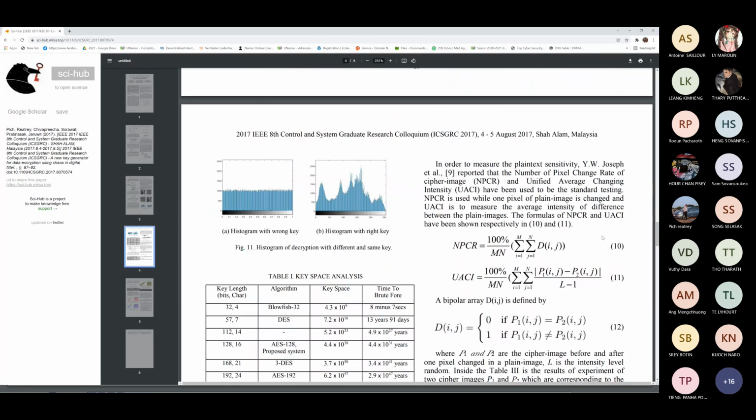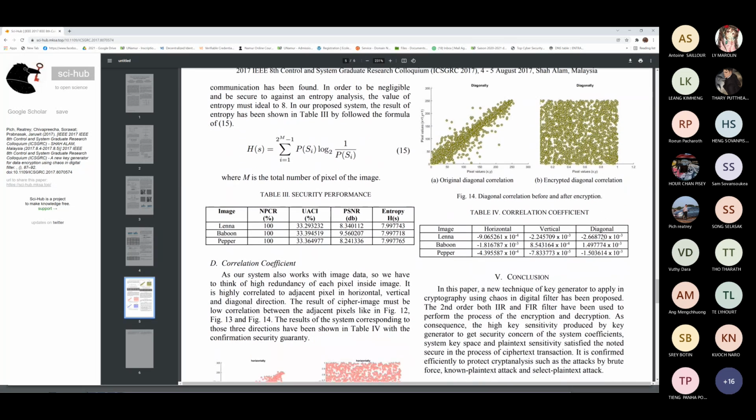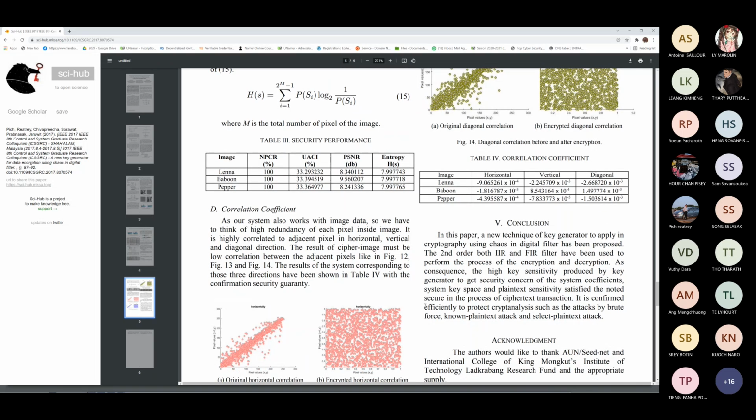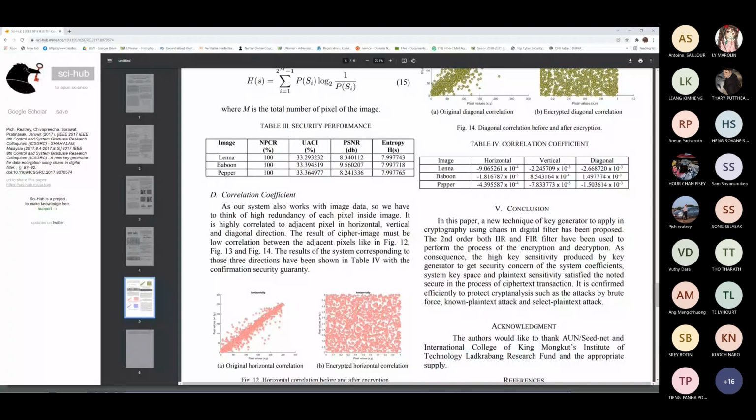One is histogram. The other one is image correlation. For image correlation, we have three: horizontal, vertical, and diagonal. For example, when we talk about the correlation of the image, when we have the original image, the correlation in the x direction, diagonal, vertical, and horizontal will follow the flow of the image. But when you put in chaos, it will appear messy. So those are the methods I use to analyze the result of my chaotic system as a nonlinear system.